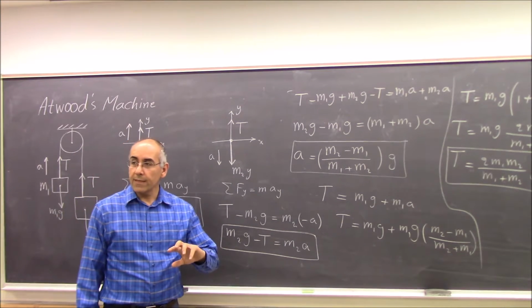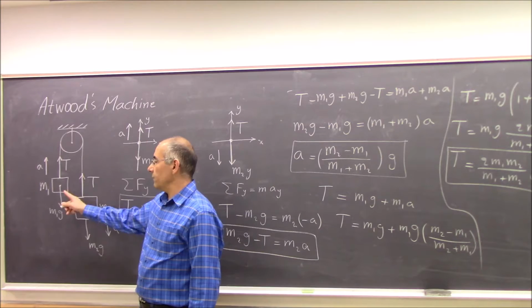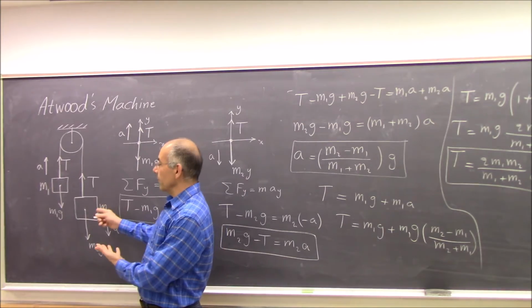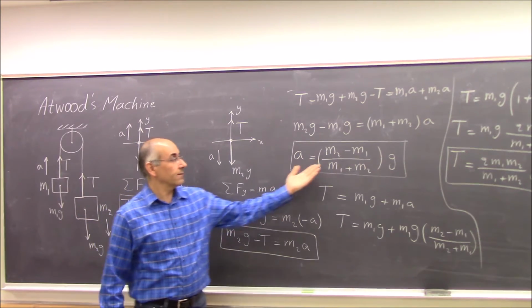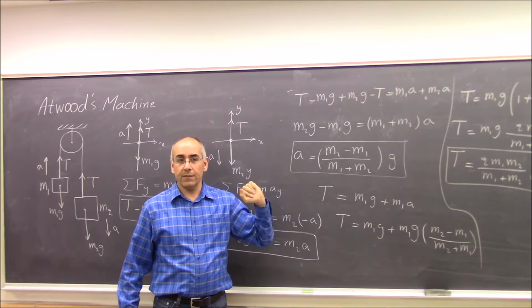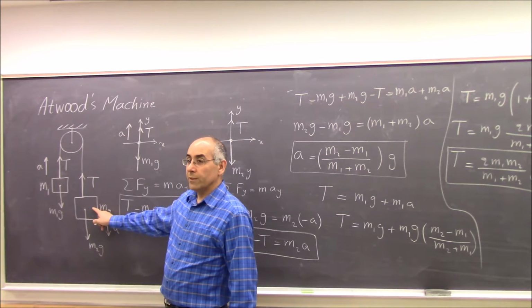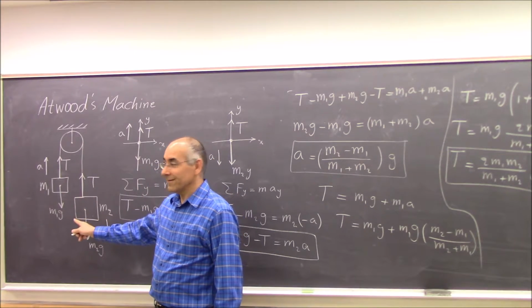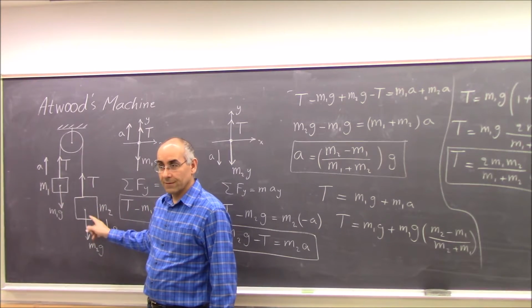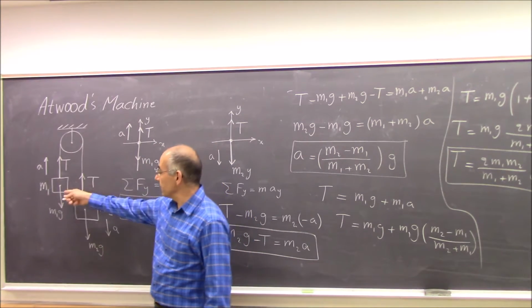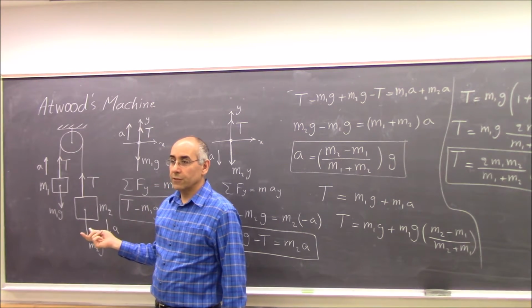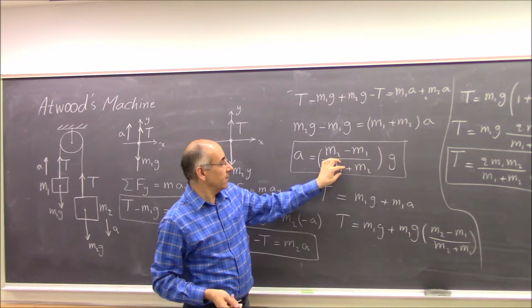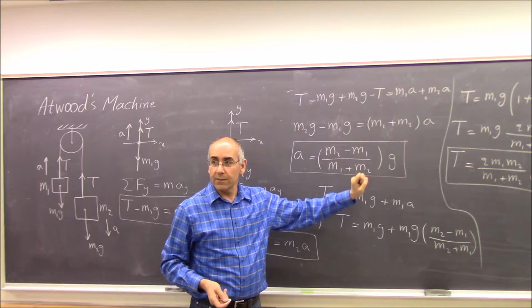Now we can look at the limiting cases. What do you expect if M1 and M2 are the same, without looking at the equations? They wouldn't move. The acceleration should be 0, right? Look at this. If M1 and M2 are the same, it gives you 0 acceleration. What do you expect the acceleration to be if M1 was 0? Don't look at the equation. That would just fall. It would be in free fall. A would be equal to G, right? So put M1 equal to 0, get M2 divided by M2, which is 1, times G.